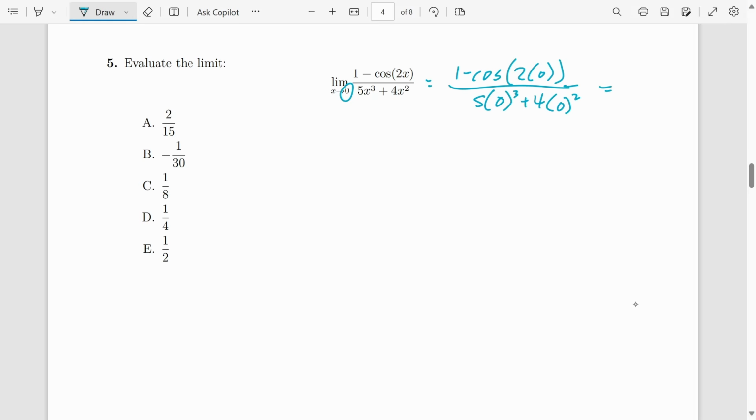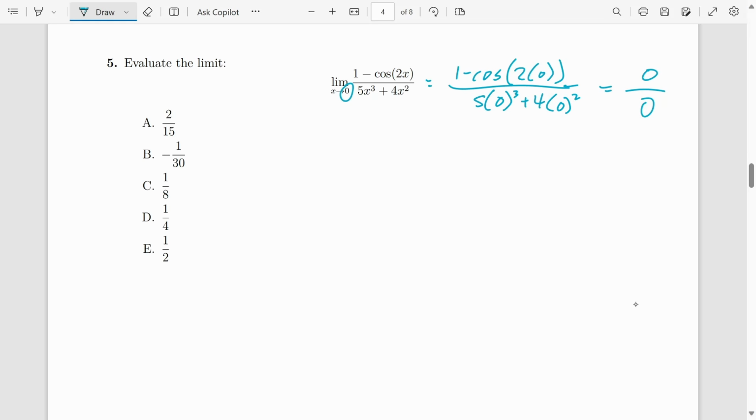All right, so cosine of 0 is 1, so 1 minus 1 is 0. And on the bottom, all of these zeros are going to make this denominator 0. So on the bottom, we've also got 0. And hey, look at that. This is an indeterminate form, so we can go ahead and use L'Hopital's rule.